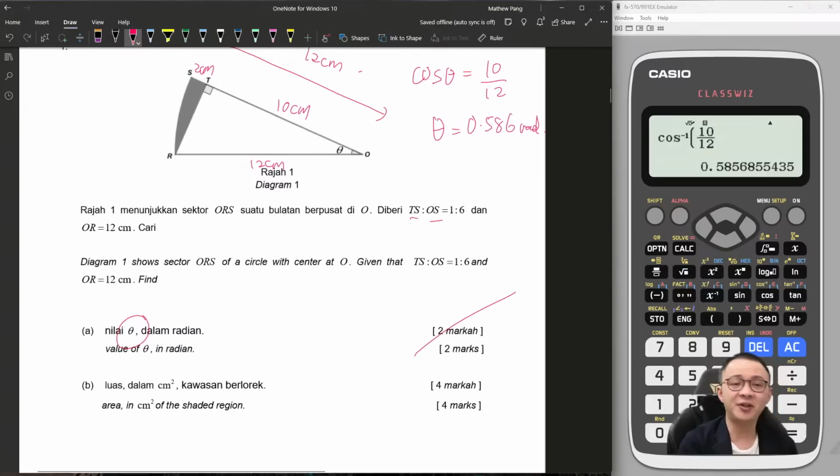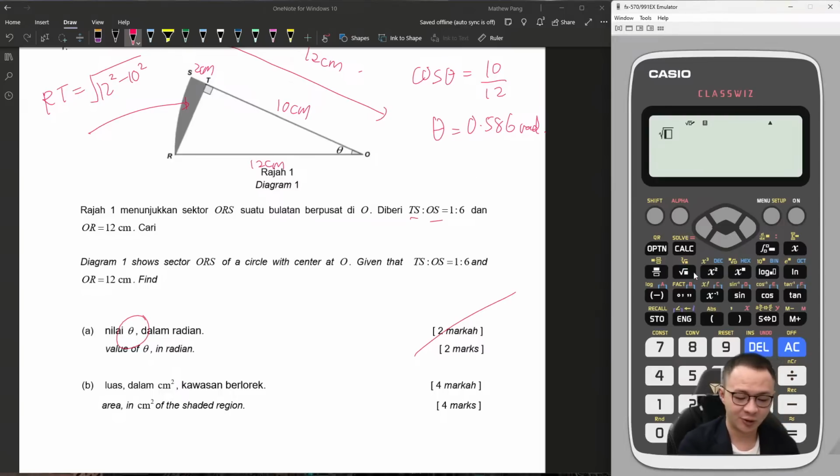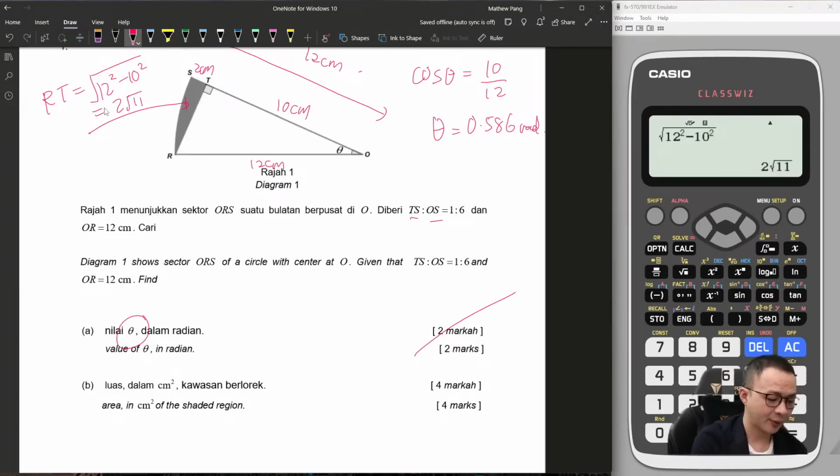Okay, then find the area of shaded region. If area of shaded region, this one should be quite easy. Basically, use the sector minus a right angle triangle, isn't it? If you want to find RT, you can use the Pythagoras. If I want to find RT, Pythagoras is square root of hypotenuse square, 12 square minus 10 square. So if square root of 12 square minus 10 square, I will get 2 third 11 or decimal, depending on which one you want to put. Okay, so here I just put 2 third 11. If you prefer decimal, you can go ahead and do decimal.